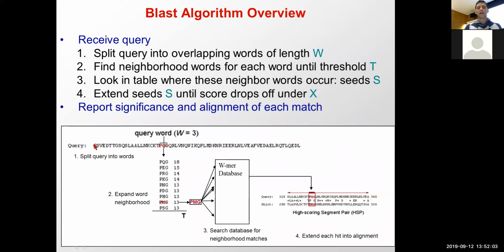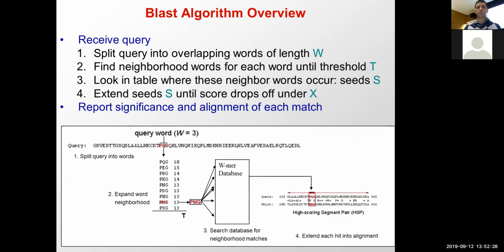We have a very long query, and now we're going to split the query into words, and we're going to search each of these words in our database. For nucleotides, this could be 10-mers. For amino acids, it's not 4^n, which is the number of nucleotide options to the length, it's 20 to the n, so the number of possibilities is much, much higher.